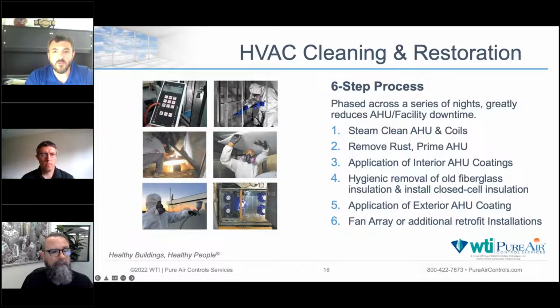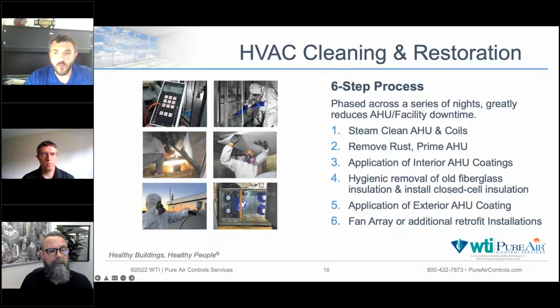And then we look into priming and applying protective coatings to the unit. The purpose of the coatings is to sustain that metallic component, prevent the rust from coming back, and also have antimicrobial properties as well. So it provides a double benefit.